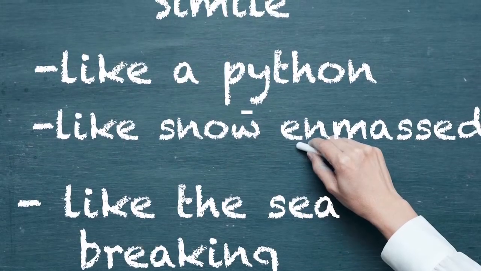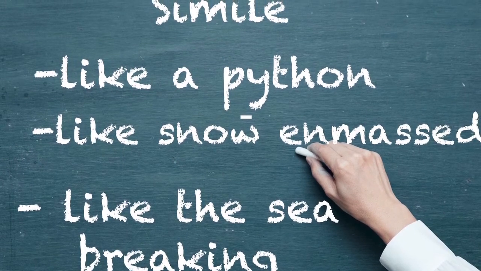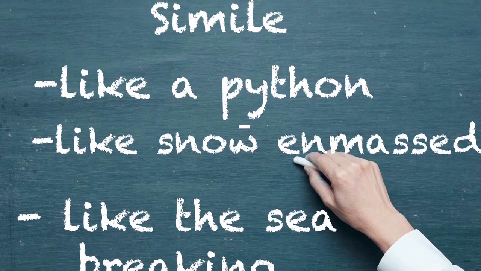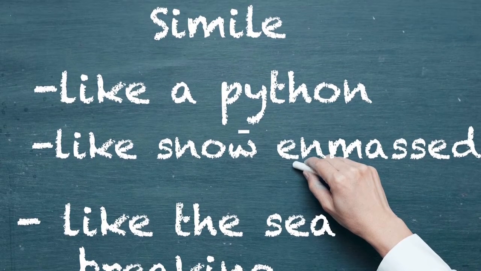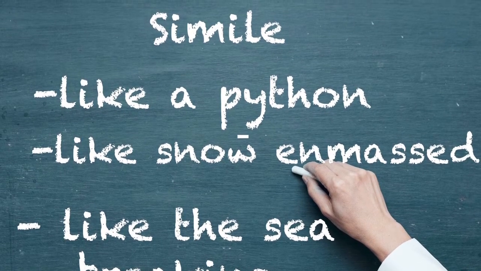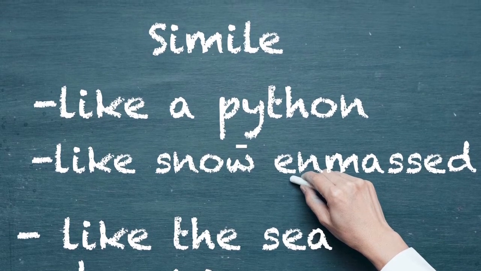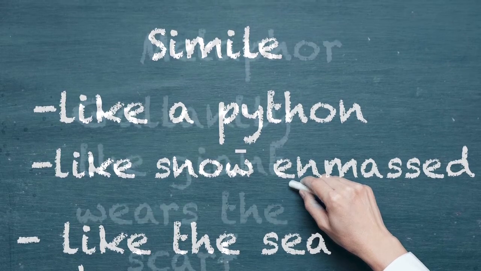The next simile is like the sea breaking on a shingle beach. Now again she talks about the murmur. Here the poetess is comparing the sorrow-filled song of the tree with the sound created when a wave hits some pebbles lying on a beach.